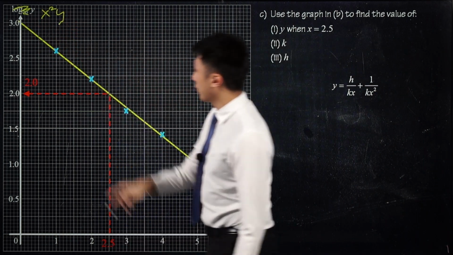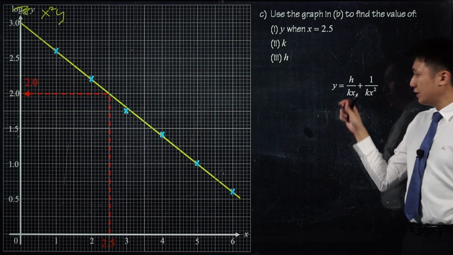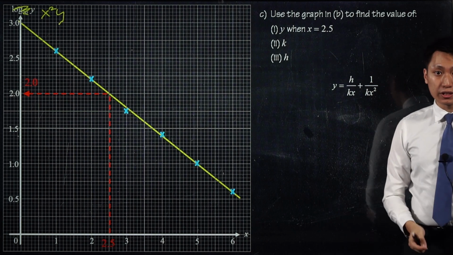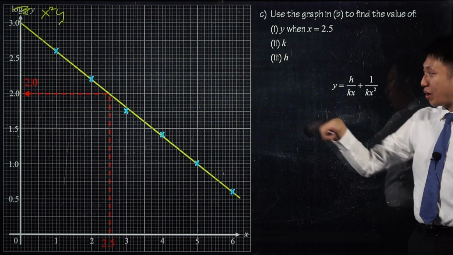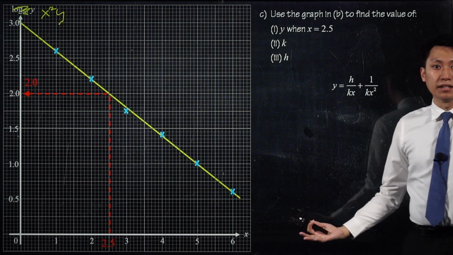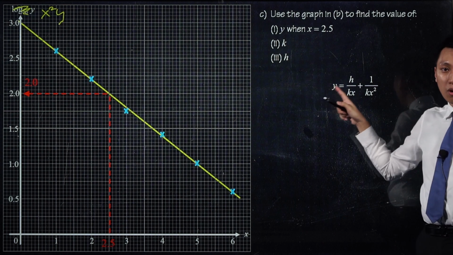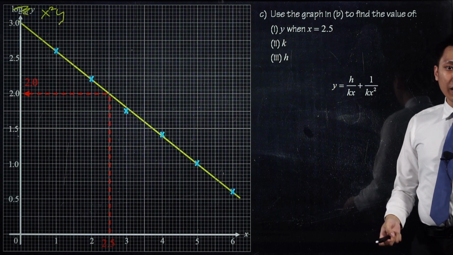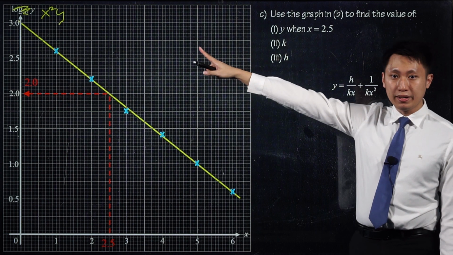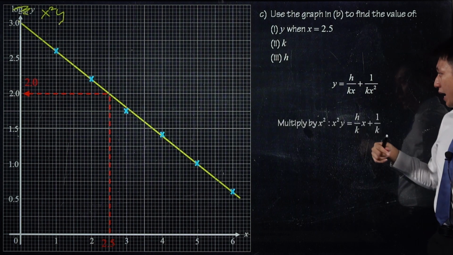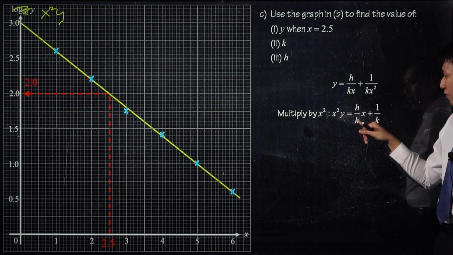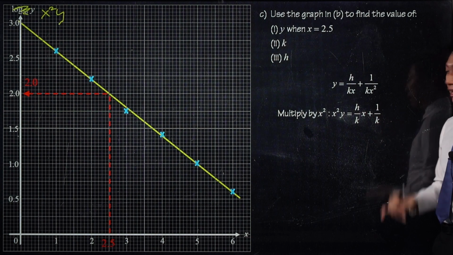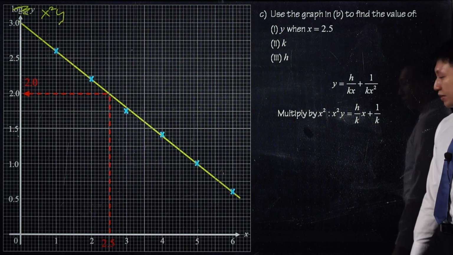y. Okay, so now this is the thing that is given in the question. What you're going to do is change this one to something like y equals mx plus c. So we have to change this lowercase y to capital Y, meaning we are multiplying by x squared. So x squared y is equal to h over k x plus 1 over k. This one no problem? Easy.